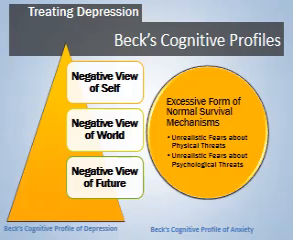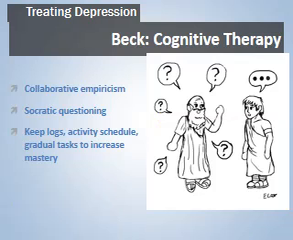For example, depression involves the cognitive triad of a negative view of oneself, the world, and the future, while the cognitive profile for anxiety reflects an excessive form of normal survival techniques and consists of unrealistic fears about physical and psychological threats. Characteristics and strategies of cognitive therapy.